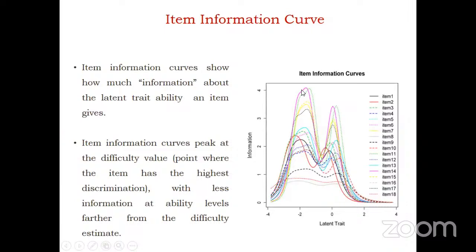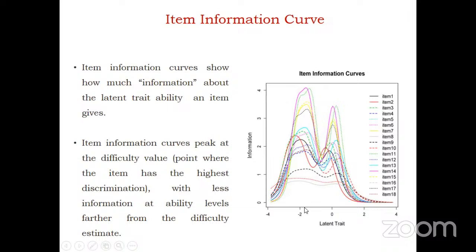So this particular item here is actually giving us the maximum information among all these 18 items, and that too at this particular level around -2. Okay, again it is giving you a lot of information here around plus 0.5. So it means that people who are lying at this region of the continuum, for them this item is most suitable.